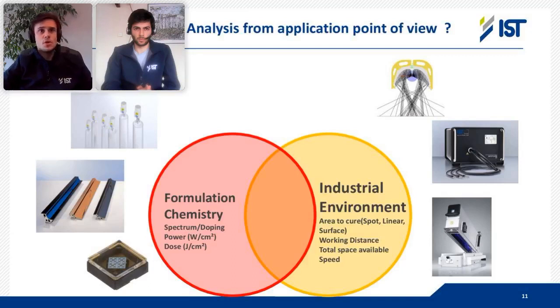We also keep in mind the working distance, the space availability in the machine, and of course the speed of production, which is closely linked to the need of power and energy of the chemistry.